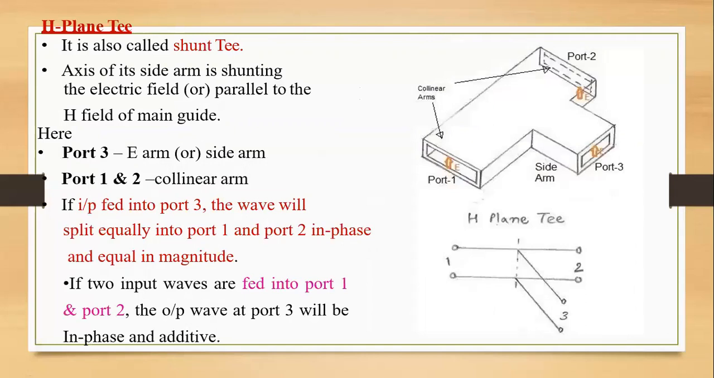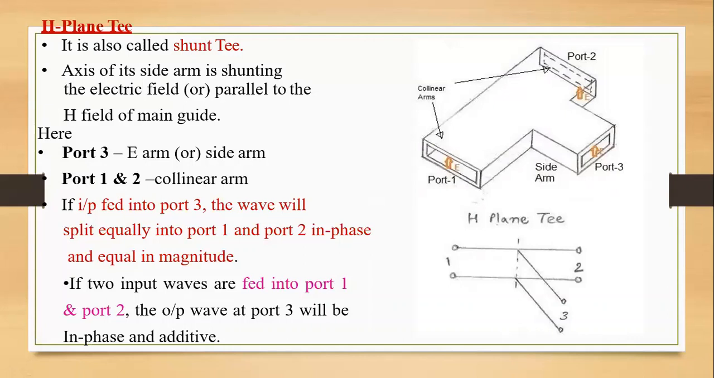Now, this plane is again called a shunt T. The axis of the side arm is shunting the electric field, or parallel to the magnetic field of the main waveguide. Here, port 3 is called your side arm or E arm. Port 1 and 2 are called collinear arms. Again, the same input is fed to port 3. The wave will split equally into port 1 and port 2, in phase as well as equal in magnitude.